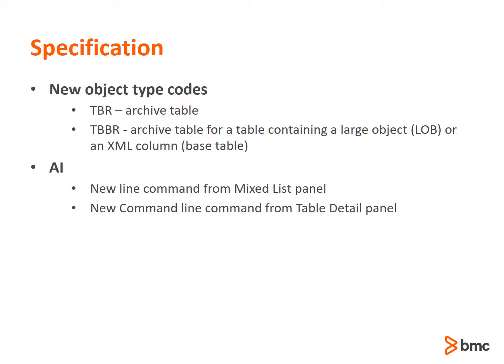Specification will identify an archive table as either TBR or TBBR. The difference is tables marked as TBBR will have large object (LOB) columns and/or XML columns. You can type AI next to an archive table or an archive-enabled table in the mixed list to show information about the associated archive-enabled table or the archive table. You can also type AI in the command line of the table detail panel to show the same information.